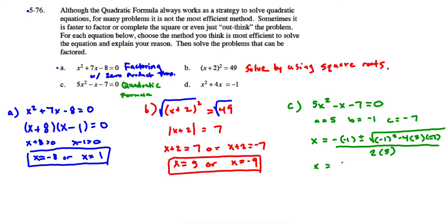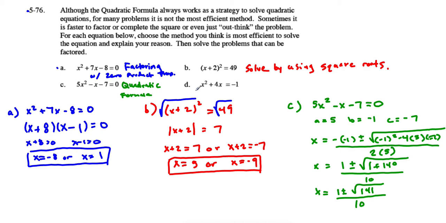So x equals 1 plus or minus, let's see here, we have -4 times 5 is -20. -20 times -7 is positive 140, so we have 1 plus 140, all over 10. So we get x equals 1 plus or minus the square root of 141, all over 10. And that's why it doesn't factor, because we're not going to get something that's very clean there.